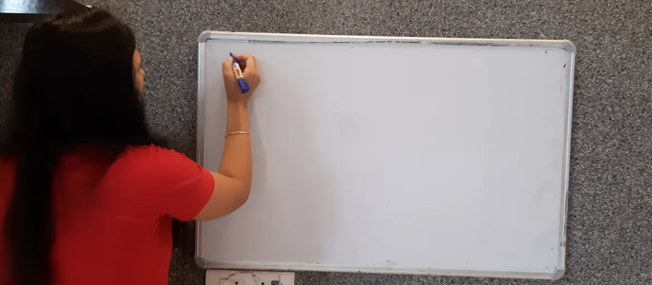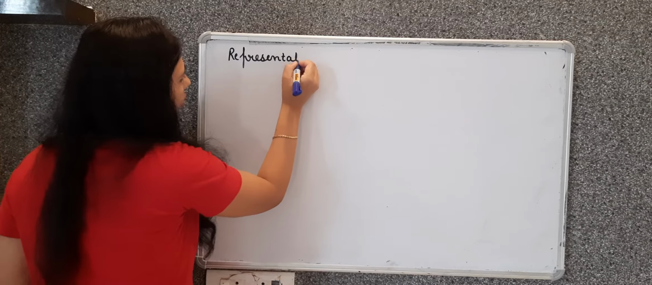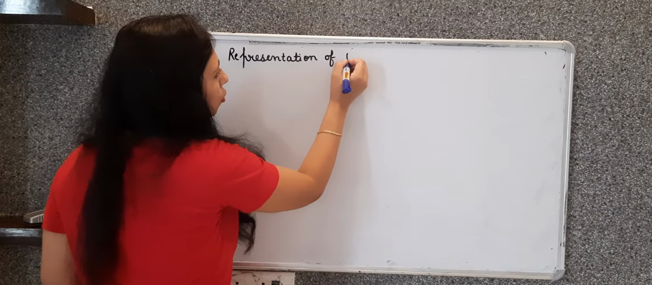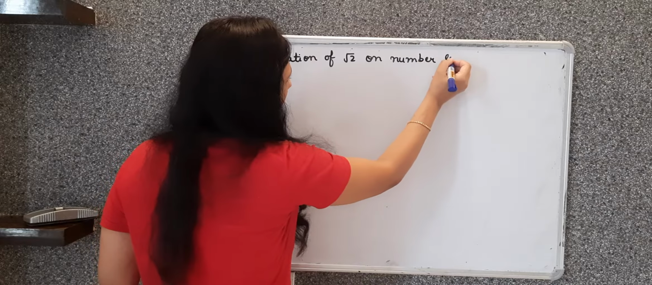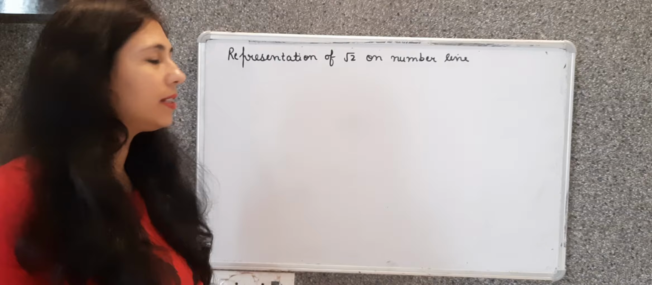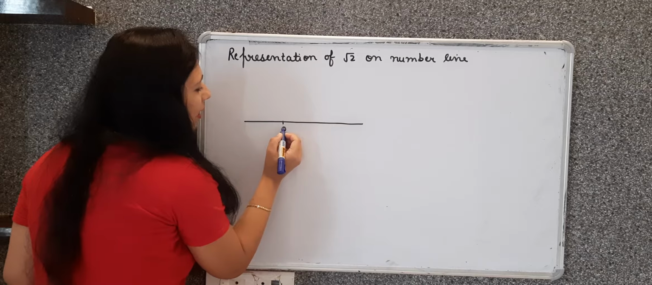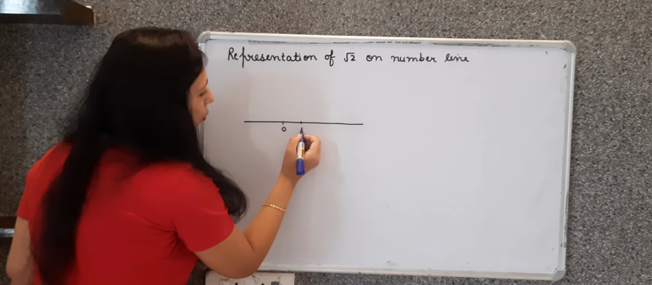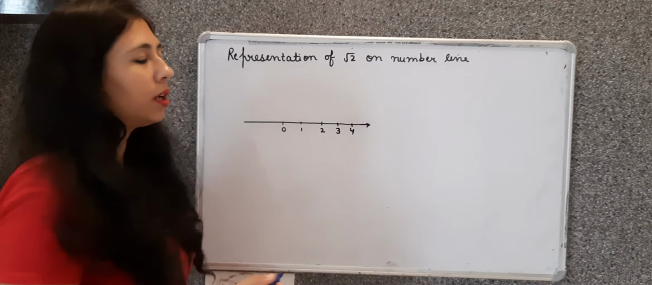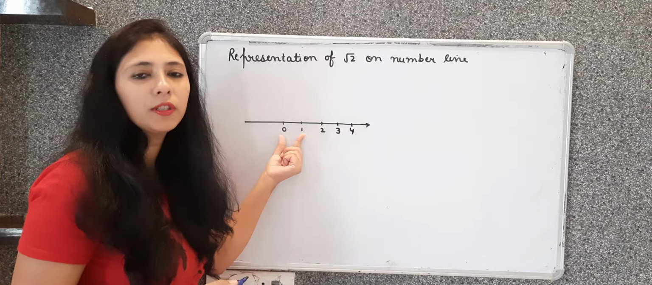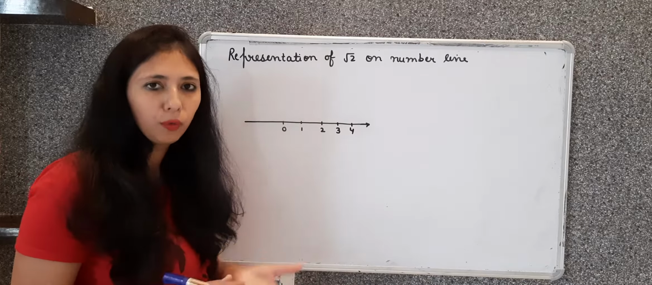So firstly, just learn the steps. We'll take the representation of root 2 on a number line. What are the steps for this? I'll take a number line, take this point as 0, this will be 1, this will be 2, this will be 3. When we plot it in a notebook, this is the actual distance we'll take with the help of a compass. These are all gaps of 1 centimeter.